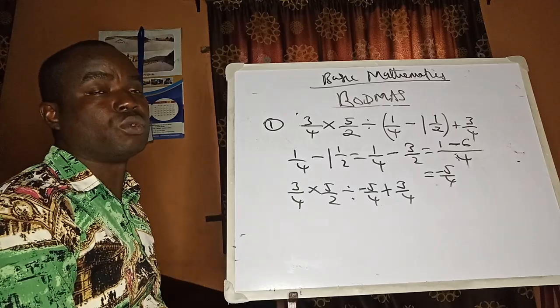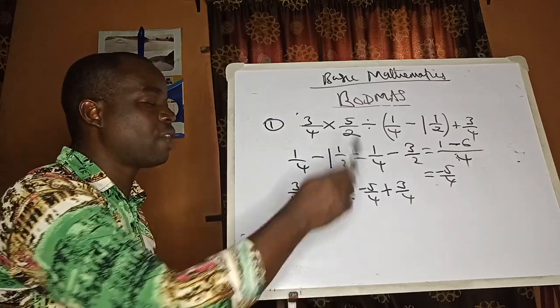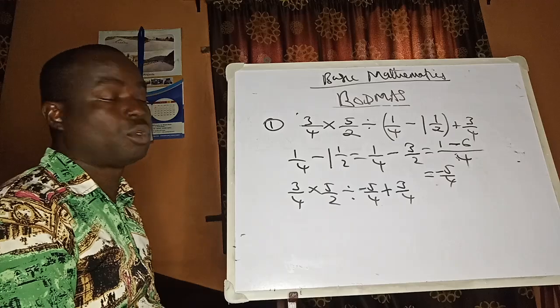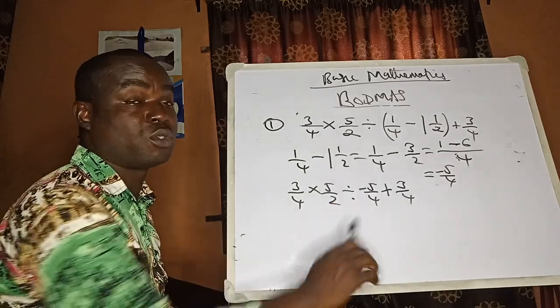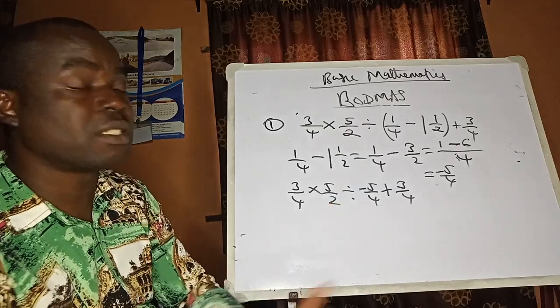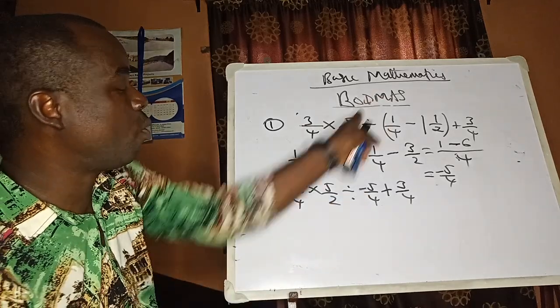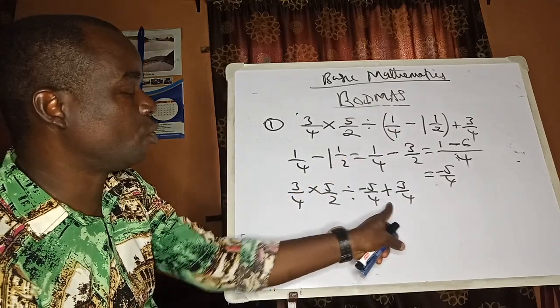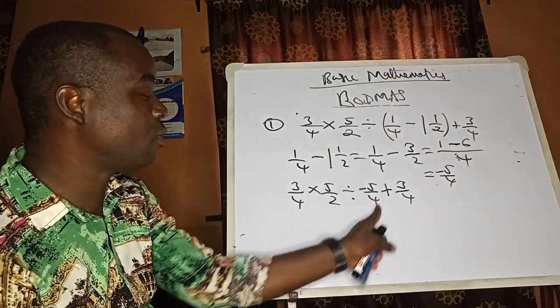So I have reduced these two now to this single number. Then what next are we going to do? We have multiplication, we have division, we have addition. Don't mind this minus sign. This minus sign belongs to 5. It's not subtraction. Now, which one am I doing first? Division comes before multiplication, and multiplication comes before addition. So I'm doing division first. So I'm going to copy out this one and solve it.